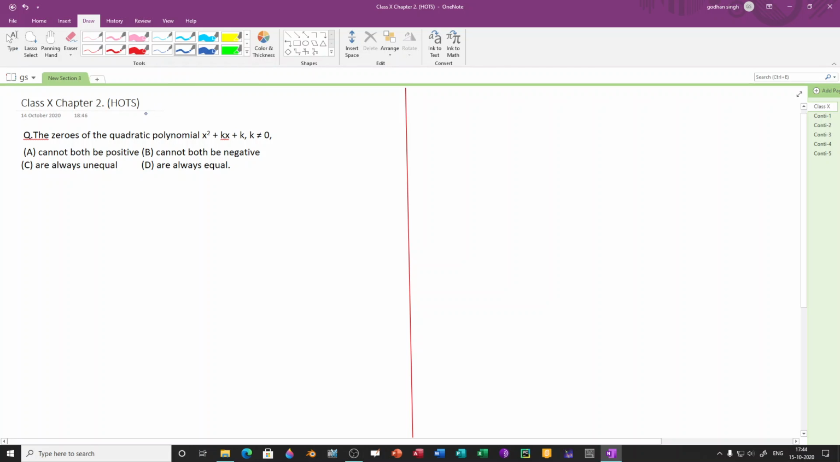Class 10th chapter 2 HOTS. The zeros of the quadratic polynomial x square plus kx plus k, k not equal to 0: a, cannot both be positive; b, cannot both be negative; c, are always unequal; d, are always equal. So let us solve this.